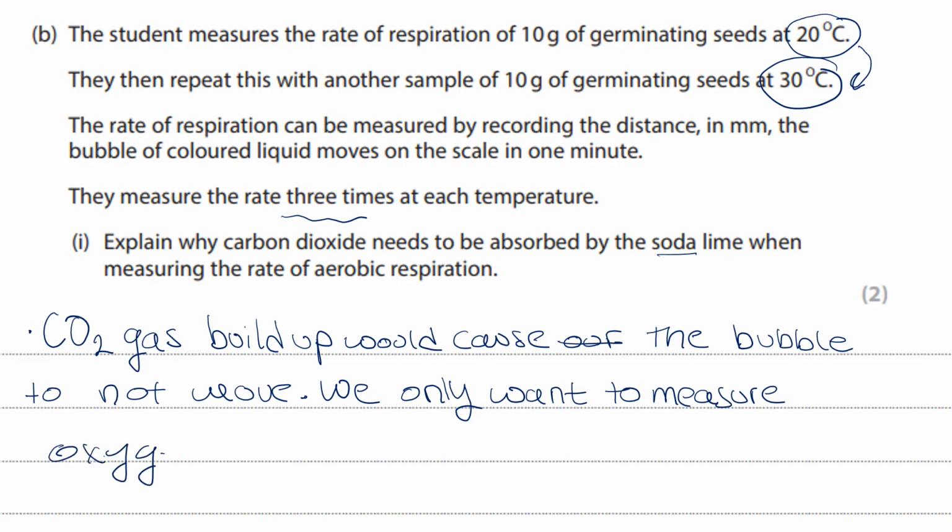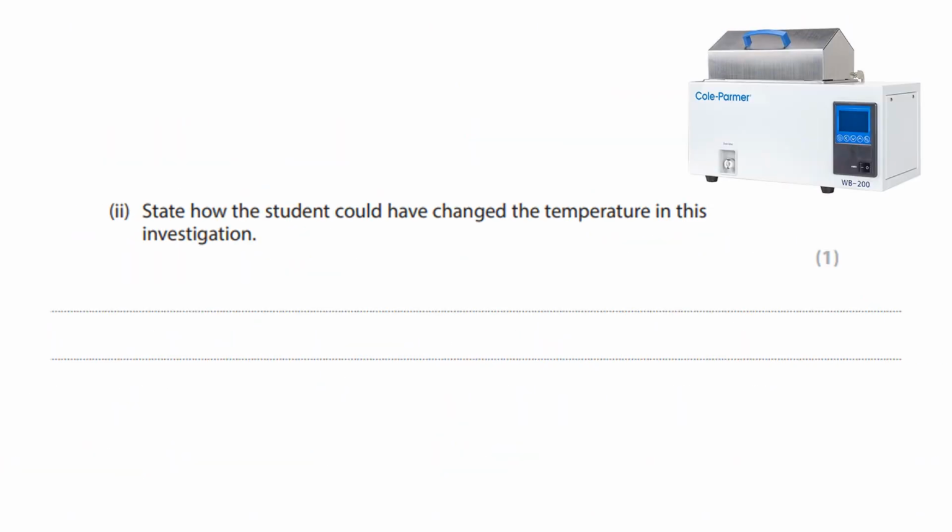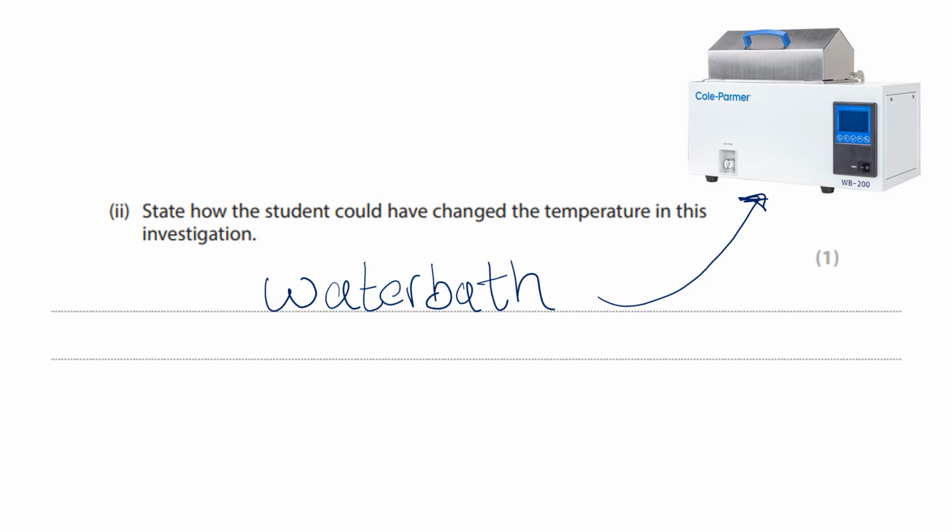The second point is we only want to measure oxygen consumption. Next question. Okay, so state how the student could have changed the temperature in this investigation. So this is a very easy question, by using a water bath. Here is a real-life example of a water bath that is used in laboratories.